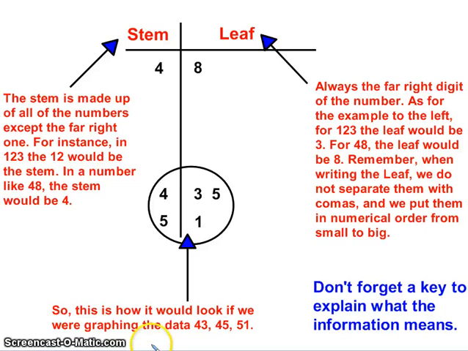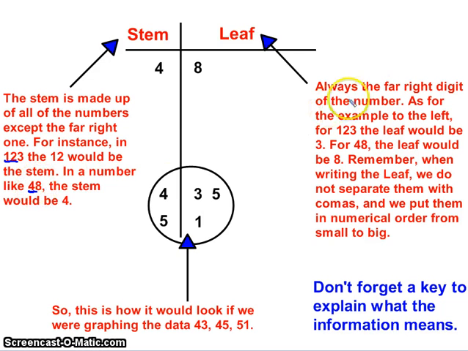All right, so here is the process. We have our stem and we have our leaf. So we've got this black line, so we make kind of a chart, but there's more room for the leaf. Okay, the stem is made up of all of the numbers except the number to the far right. Okay, so we'll see an example here. For instance, in the number 123, the 12, okay, so we're picking the first two numbers, starting from the left, we move in, would be the stem. Okay, notice that the only number that's not part of the stem would be the number 3. In a number like 48, the stem would be a 4.